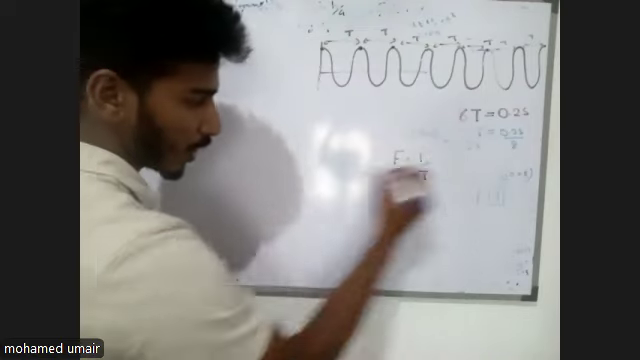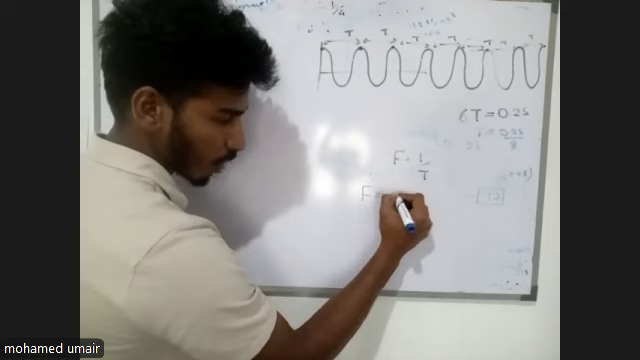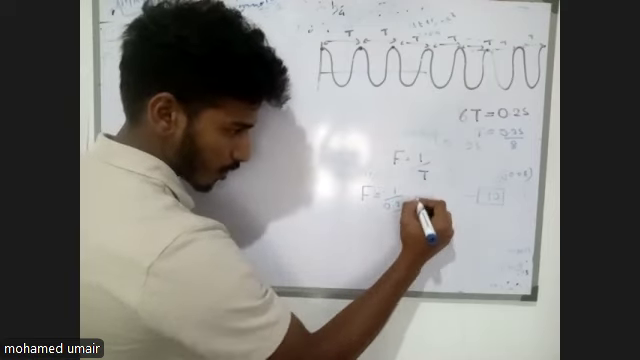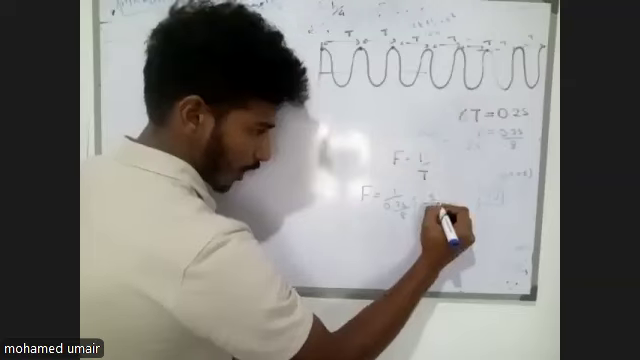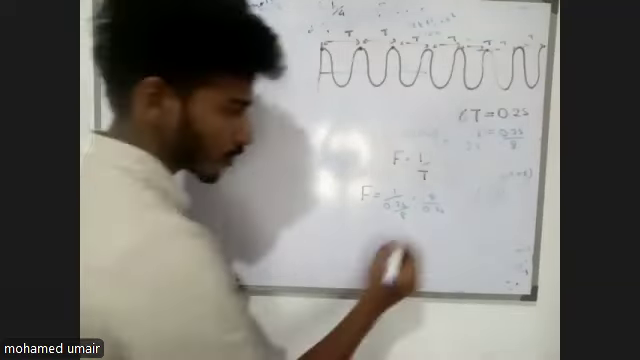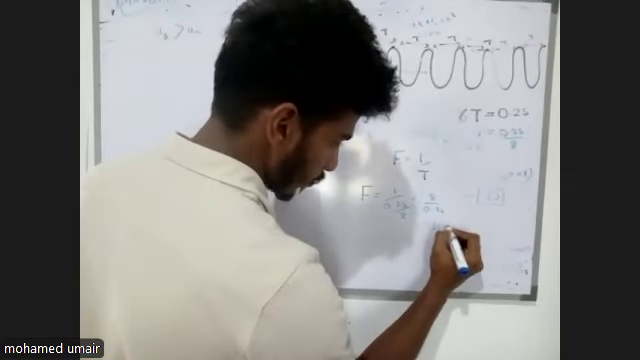frequency is 1 over T. So 1 over 0.25 over 8. I'll be having an answer like 8 over 0.25. Yeah, you'll be getting 32 hertz. So similarly, find the frequency of the other one.